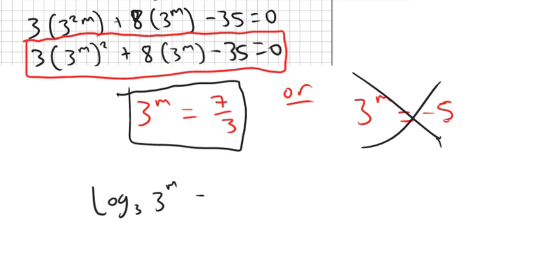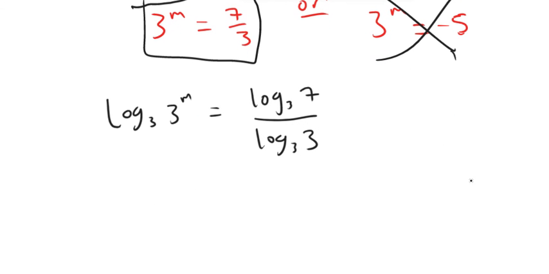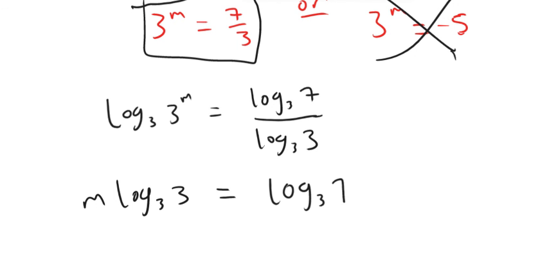3 to the m is equal to log base 3 of 7 over 3. So one of the rules of logs is you can bring this down and put it in front of the log, so we get m log 3 of 3 is equal to, and then I can use the division rule of logs, so I can write this out as log base 3 of 7 minus log base 3 of 3.